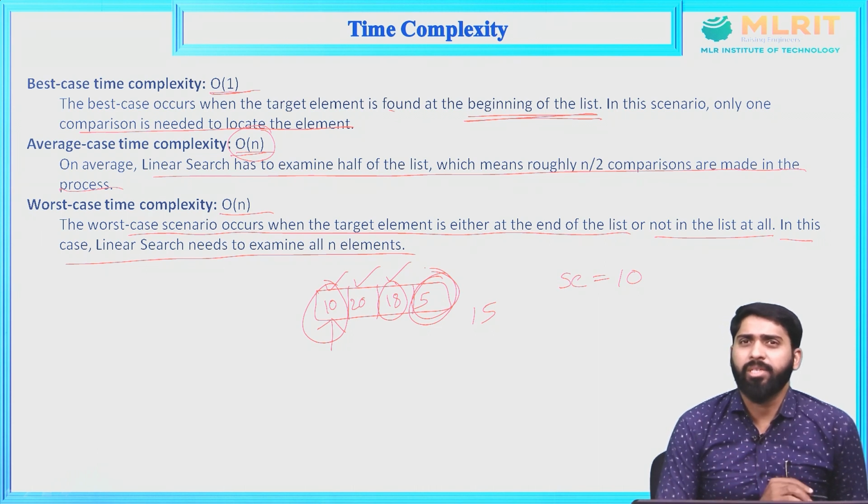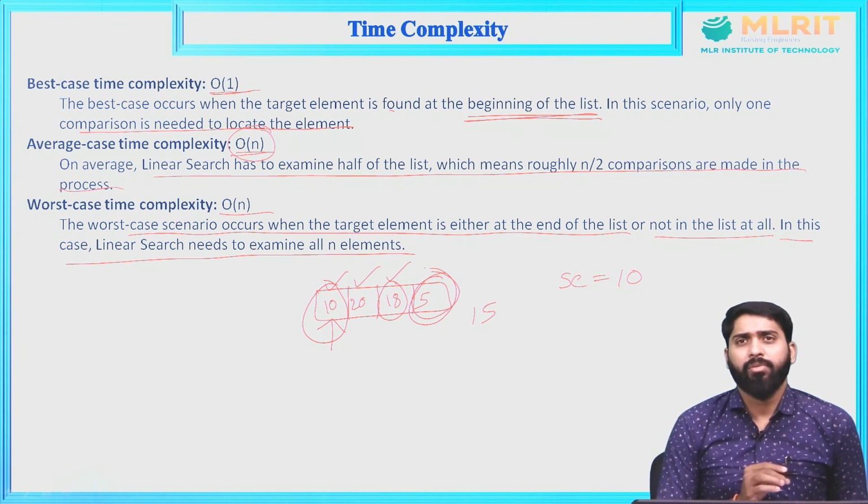So what is the best case time complexity? Big O of 1. What is the average case time complexity? Big O of n. So what is the worst case time complexity? Big O of n for linear search.